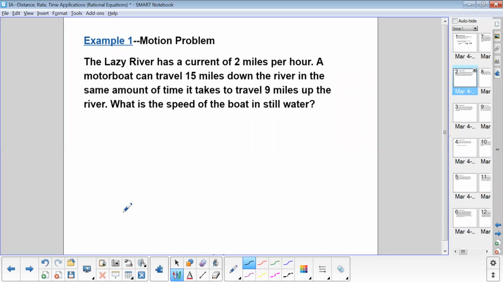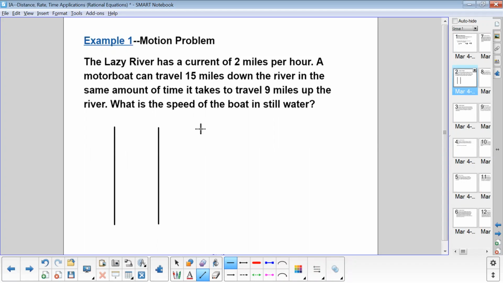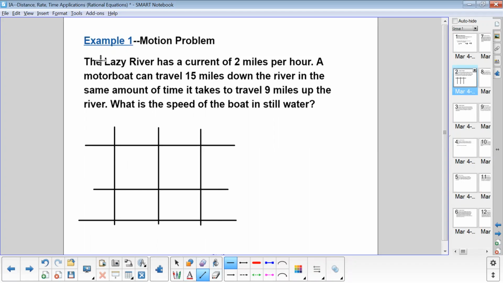So with that equation, we will set up a sketch of how we can organize our values in a table format. In this case, I've got the lazy river, and it has a current of 2 miles per hour, and the motorboat can travel 15 miles down the river. So what I've got here is my distance, my rate, and my time.